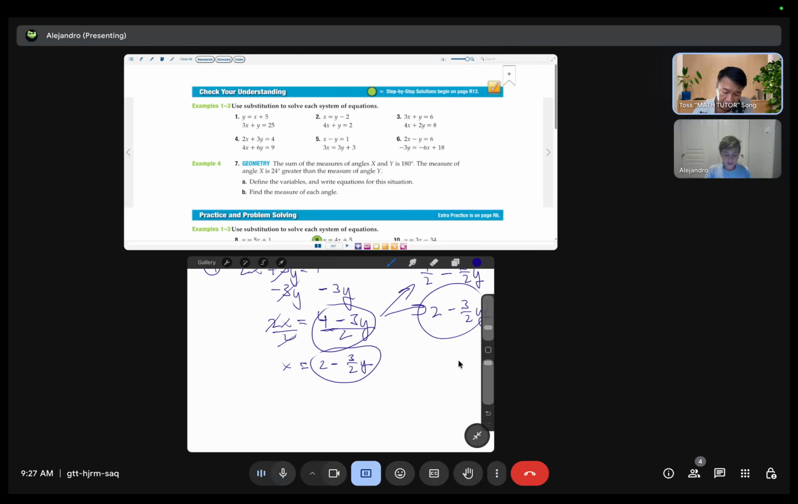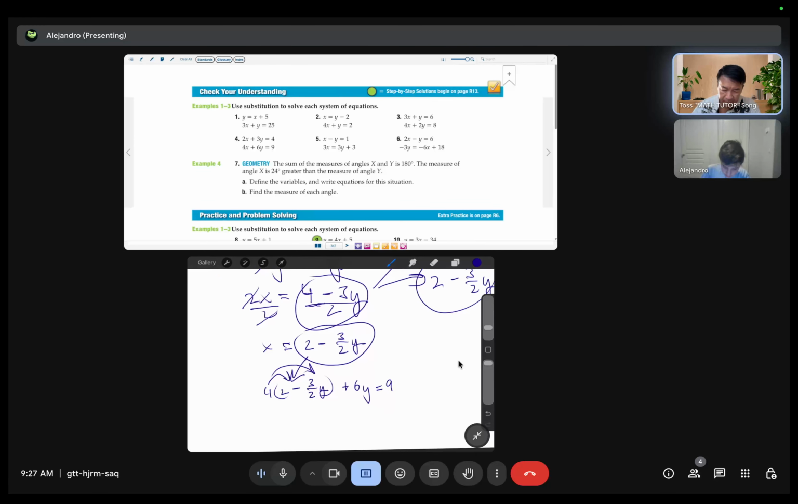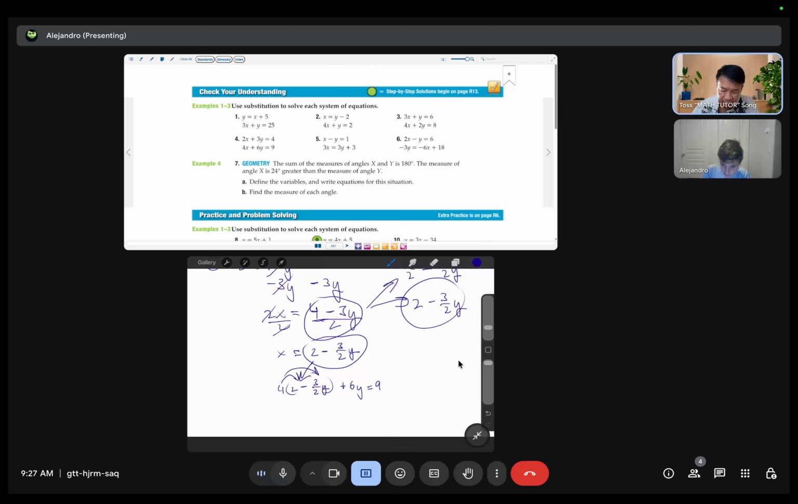Now I'm going to plug this whole thing into the second equation. It's going to be right behind 4. Parenthesize the whole thing, and then plus 6y equals 9. Double check my math. Okay, distribute. I know I bubble a bunch of things. I hope it's not confusing. So distribute. When I do, I get 8 minus, oh, here we go.